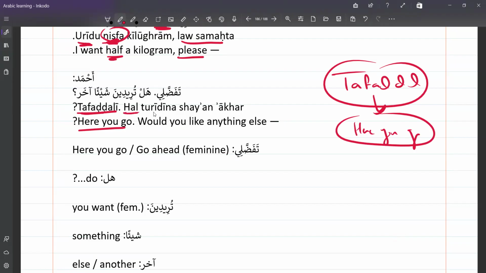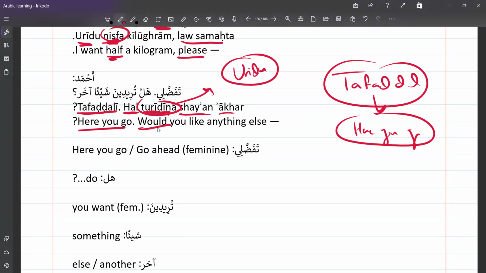Then he says, Hal turidina shayyan akhar? Hal is for asking a question. Turidina means would you want? Turidina is a variation of the word uridu, basically a second person feminine variant of this word. Since Fatima is second person and feminine, that is why we use the word turidina.